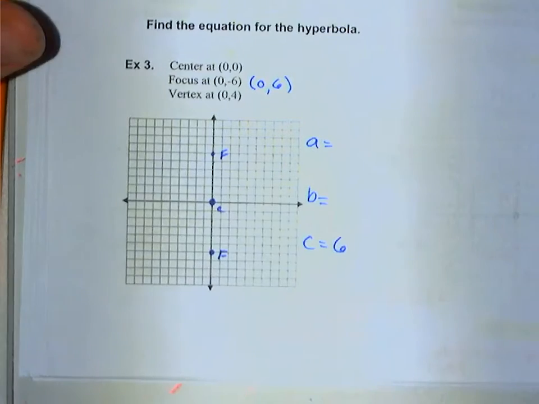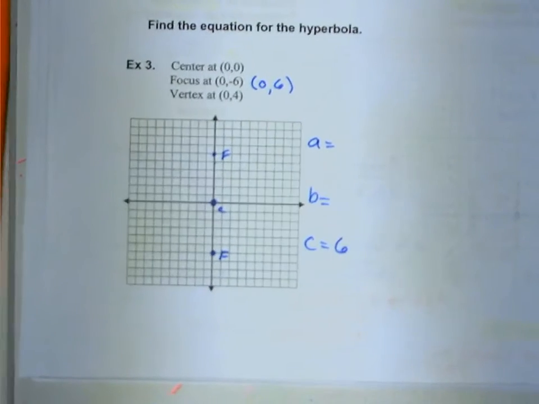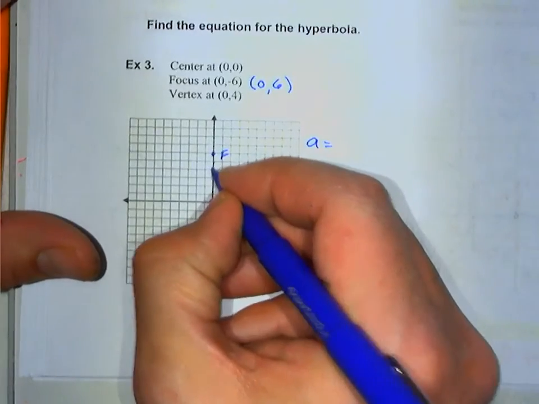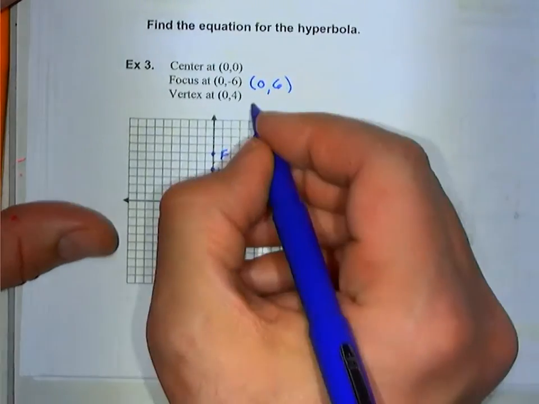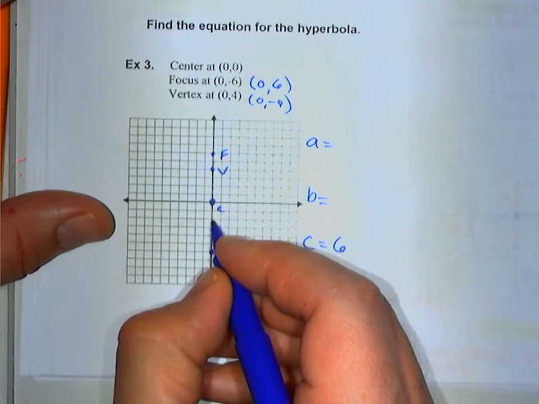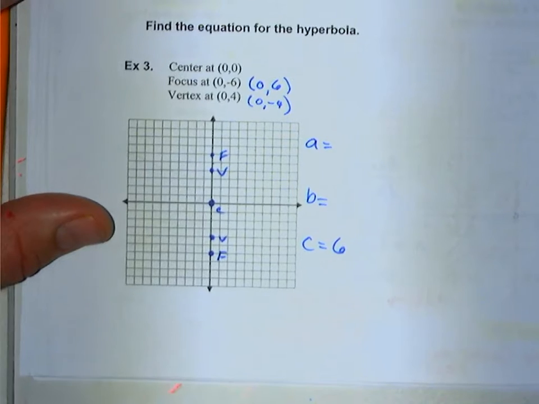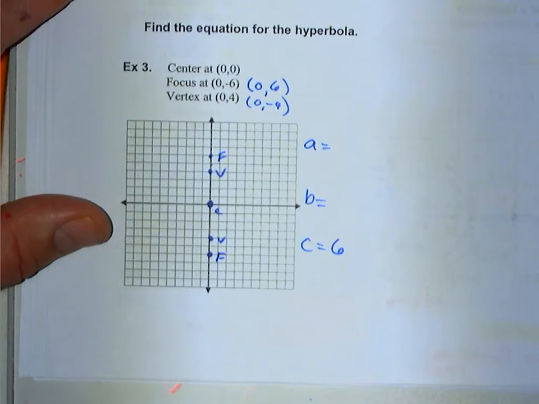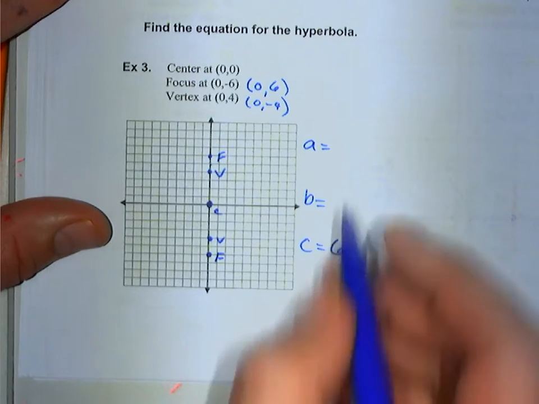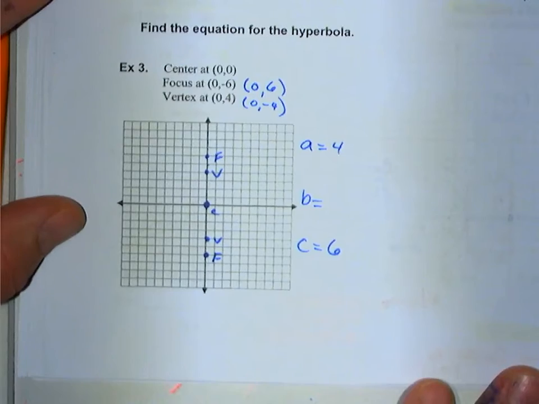Very good. Alright, so same idea. I got my vertex now is 0, 4. 1, 2, 3, 4. So that means the other one's at 0, negative 4. 1, 2, 3, and 4. Alright, so I got those guys. And I know A. What's A? 4. Perfect. So now I know a lot here.